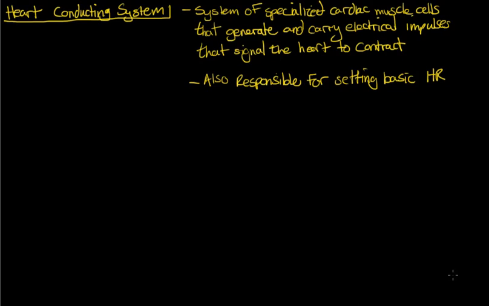Hi guys, for today's webcast we're going to discuss the heart conducting system, which is a system that allows your heart to contract in the right order. So first off, this is a system of specialized cardiac muscle cells that generate and carry electrical impulses that signal the heart to contract, and to contract in the right order. This system is also responsible for setting your basic heart rate.